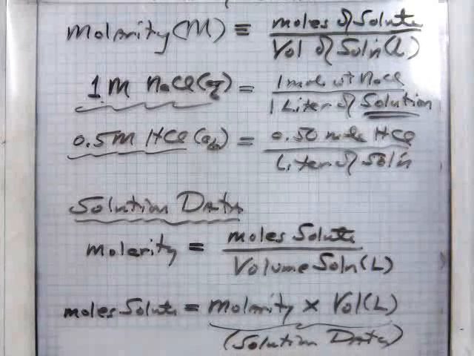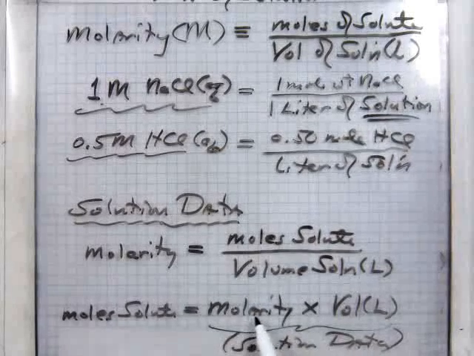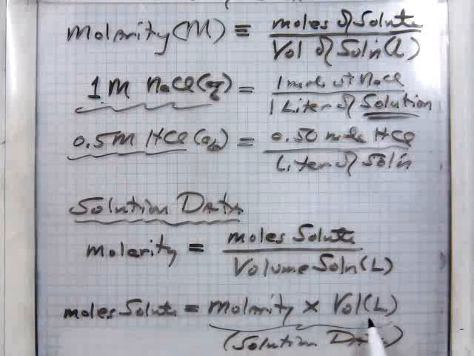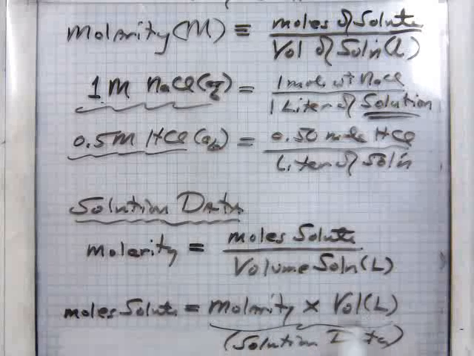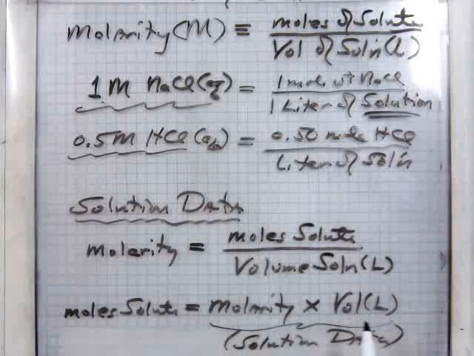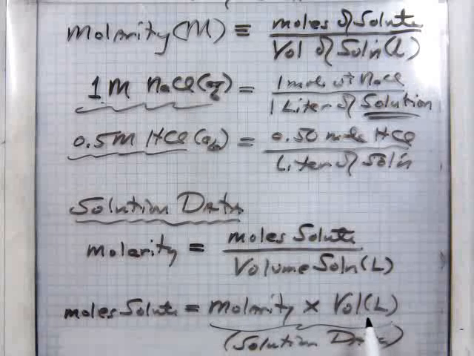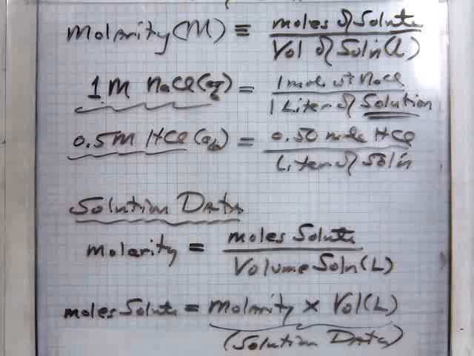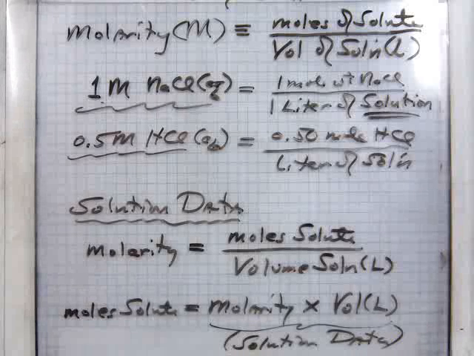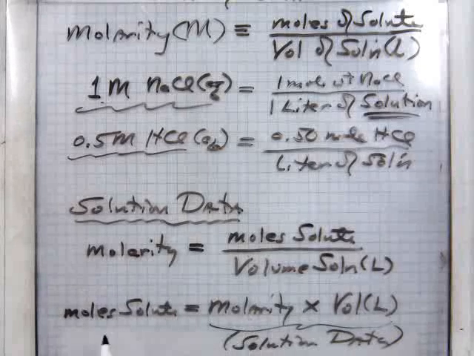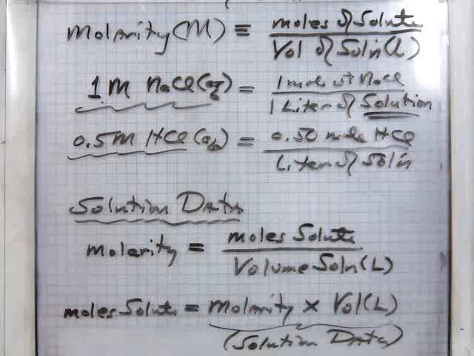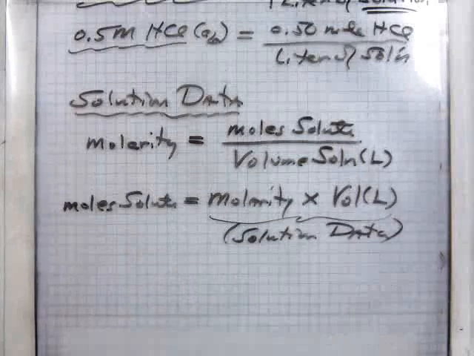Now, sometimes solution data comes in molarity and milliliters. But if you're going to get the moles of this solute, you have to mentally know how to convert milliliters to liters, divide by 1,000 or move the decimal over 3 places. And then multiply by whatever given molarity you have, and you have the moles. Now, the moles of solute would be the reactant. One of the reactants in the reaction. And let me show you some examples.